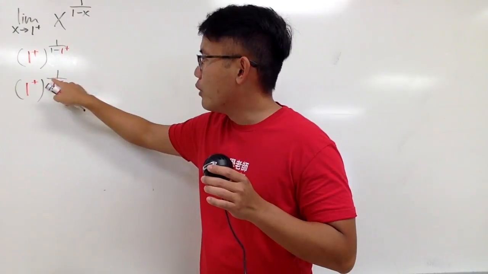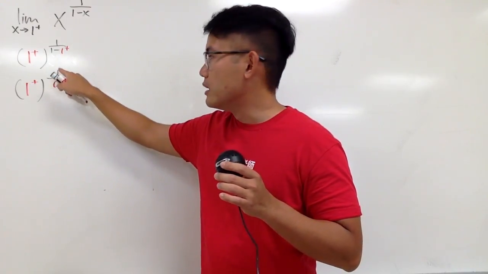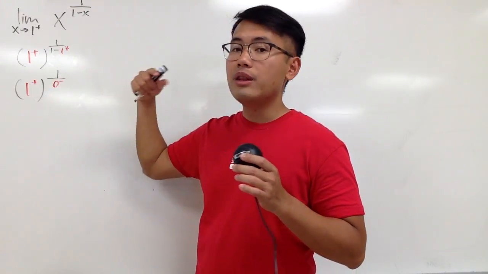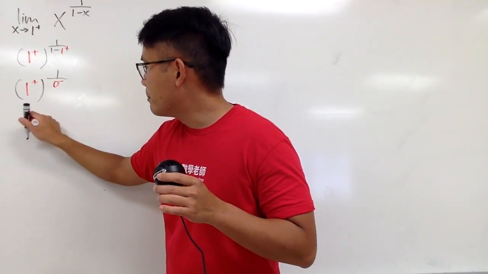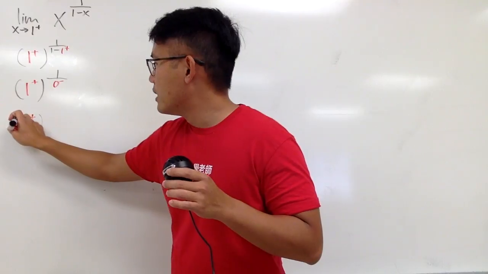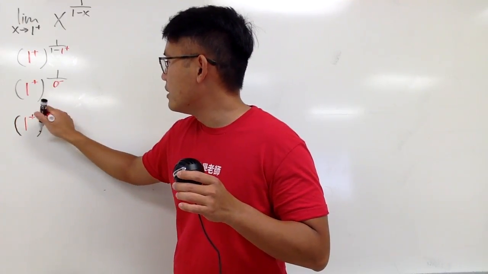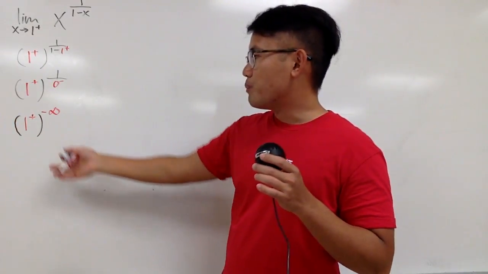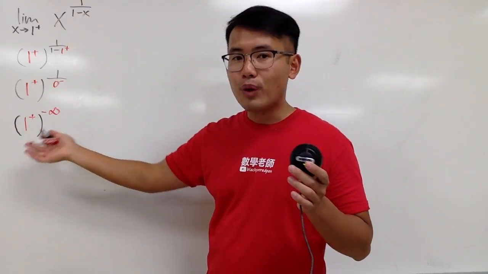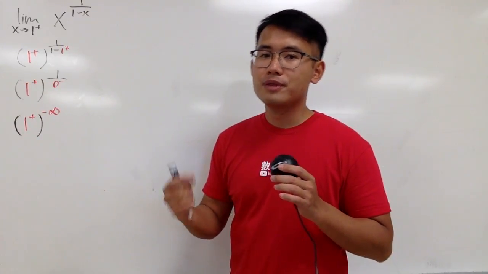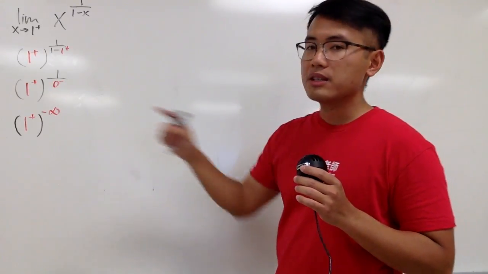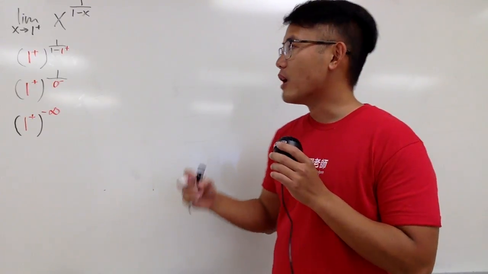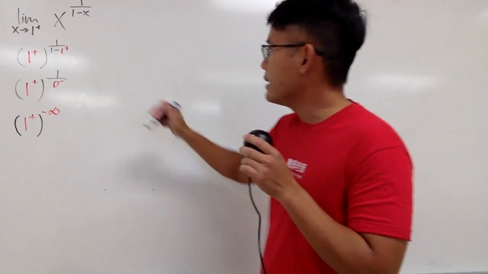And when you have 1 over 0 minus, this is positive, this is negative, and when you divide, you get negative infinity. So this is a 1 plus raised to the negative infinity situation. But this is just the 1 to the infinity indeterminate form. So we have to do more work. But this is not good because we cannot use L'Hopital's rule yet. So this is what we are going to do, right?